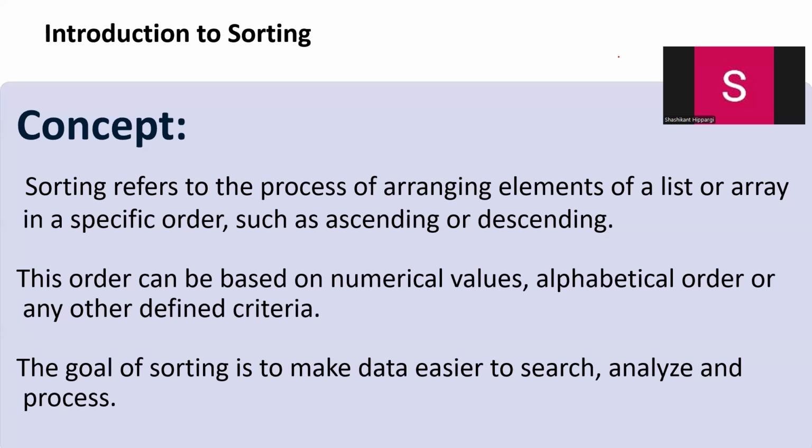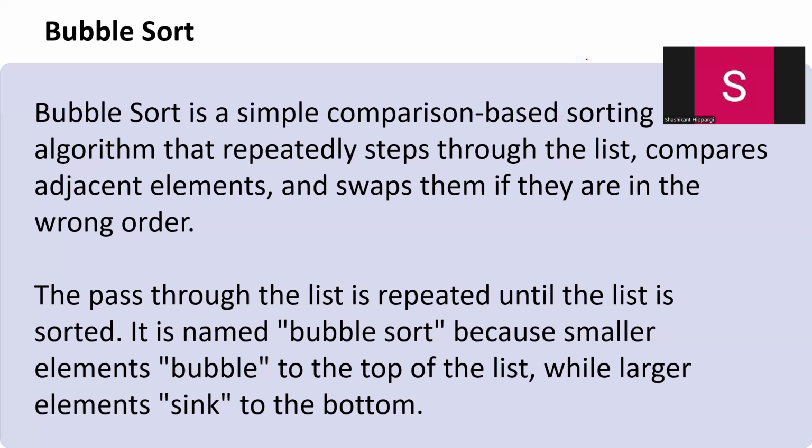To perform this sorting, there are multiple sorting techniques. Today we are going to learn bubble sort. In bubble sort, we compare each element with the next element in the list. If these two elements are not in the correct order, then we swap them, I mean, we exchange them.